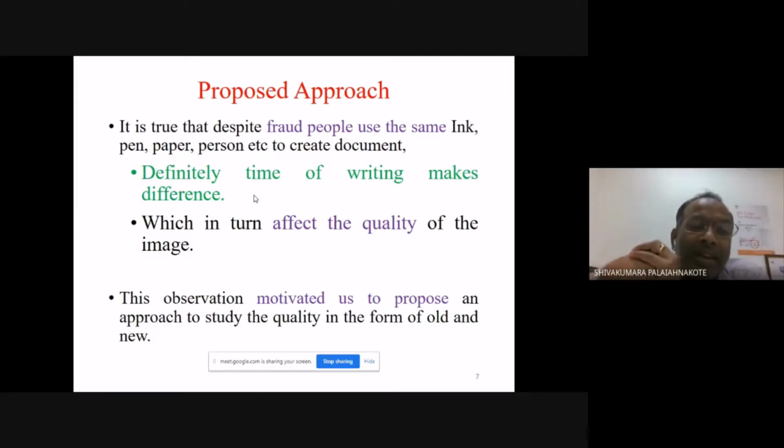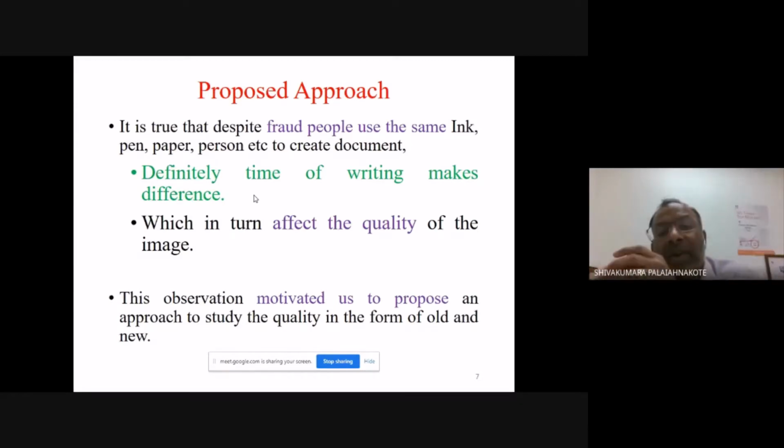What is the idea here? Probably many of you got an idea now. So what I'm going to do now? That is the basis here. That is the idea here, because time makes a difference. Since it is an old document or old page, definitely we can expect poor quality. If it is a new document, definitely you can expect high quality. If it is high quality, you can do so many things. If it is low quality, we can expect some loss of information.